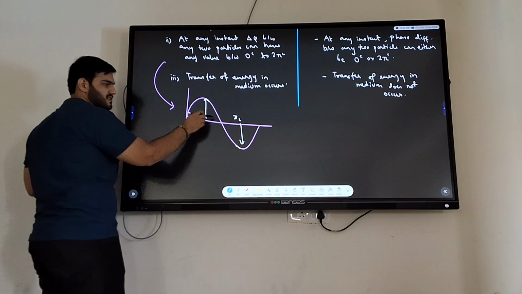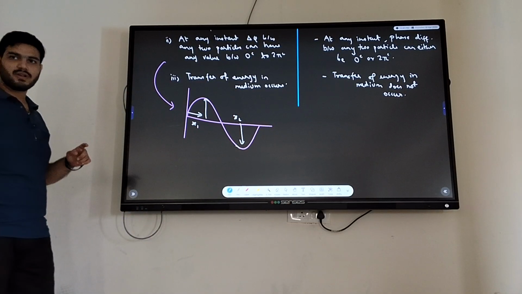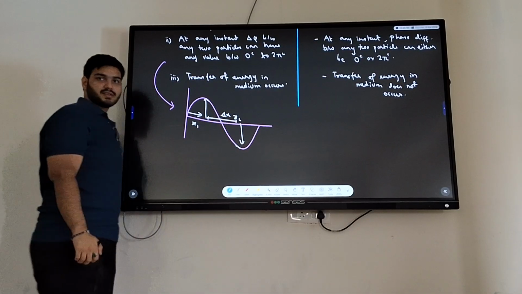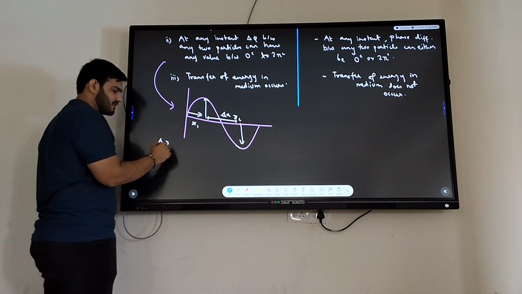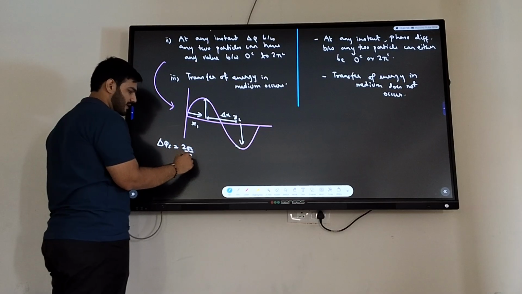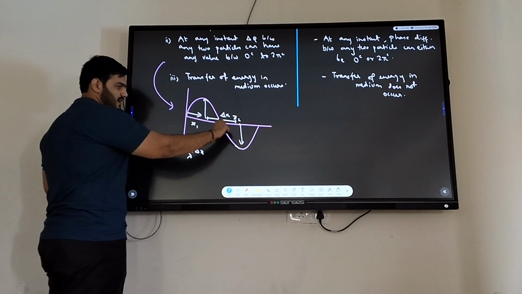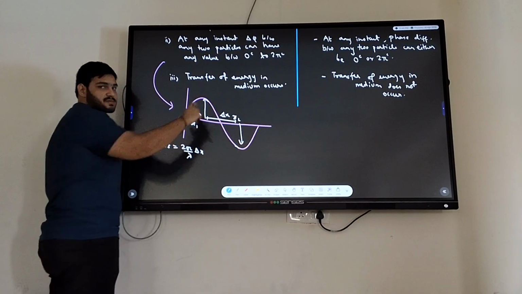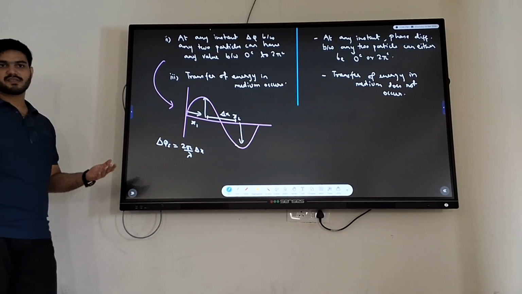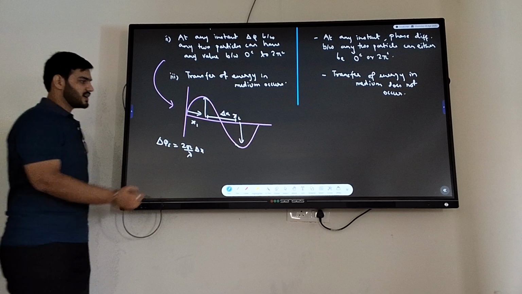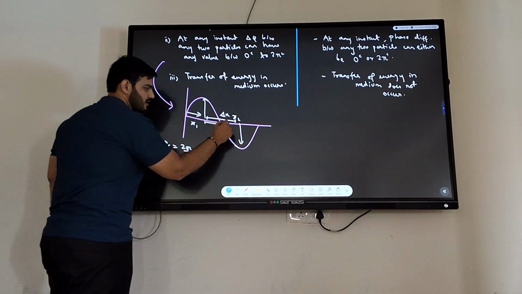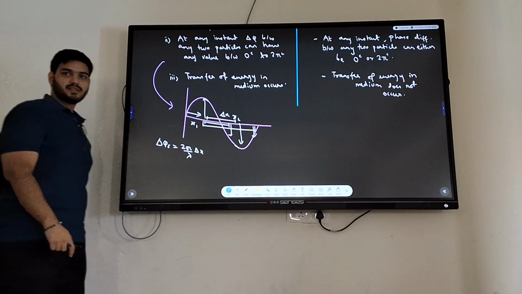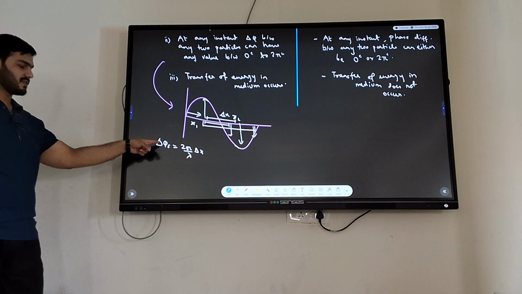Understand this, the phase difference between them can be any value, no? Depending on the delta x between them. Yes or no? What was delta phi equal to? This, 2 pi by lambda delta x. If I consider this particle and this particle, it may have a different phase difference. What about this particle and this particle? Some other phase difference. Yes or no? Because the delta x is going to change. And then you will have different values of delta phi.